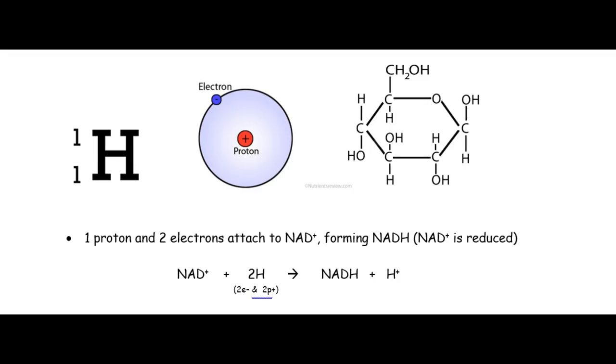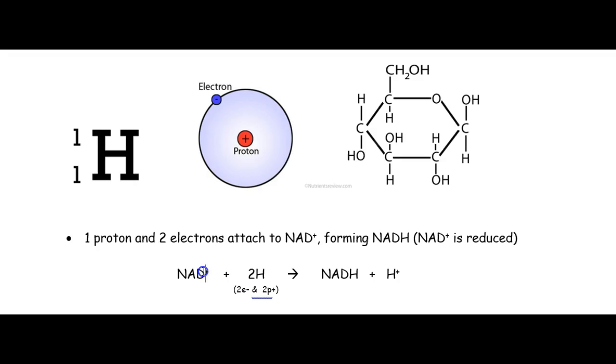A question that I often get asked is, why is it that only 1 of the protons is getting added on, but we need 2 electrons? So let me dissect that a little bit for you. If I'm adding a neutral hydrogen atom onto NAD+, then I'm going to need 1 electron and 1 proton. So if I'm adding a single H atom, I need 1 proton and 1 electron.